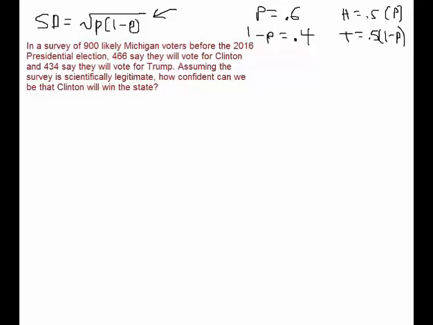In a survey of 900 likely Michigan voters before the 2016 election, 466 say they will vote for Clinton, and 434 say they will vote for Trump. Assuming the survey is scientifically legitimate, always a dubious assumption, but let's see if we can make that assumption here. How confident can we be that Clinton will win the state?